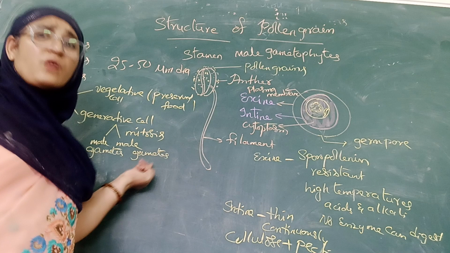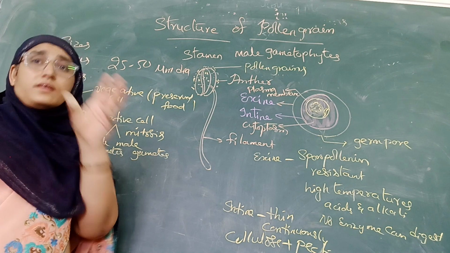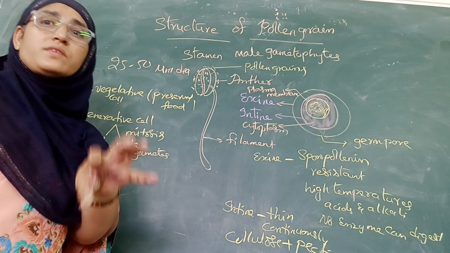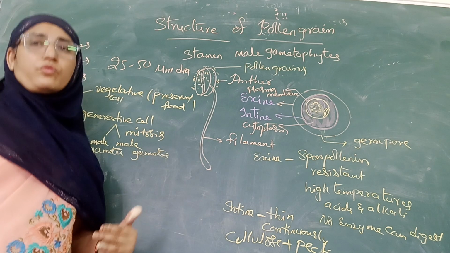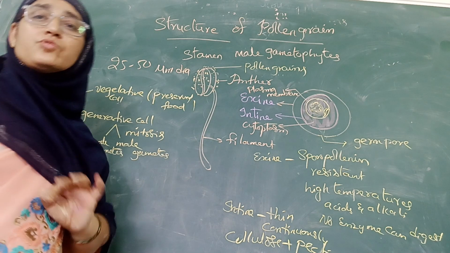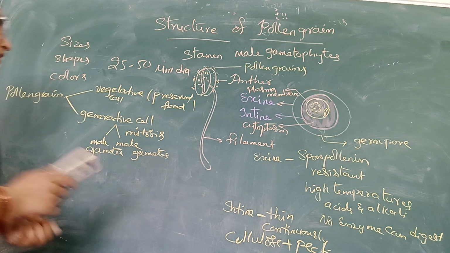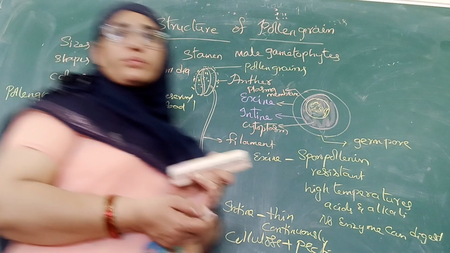Now the pollen grain has three cells. It is called a three cell stage. During this three cell stage, it sheds off from the anther and reaches the stigma. Understood? Right.